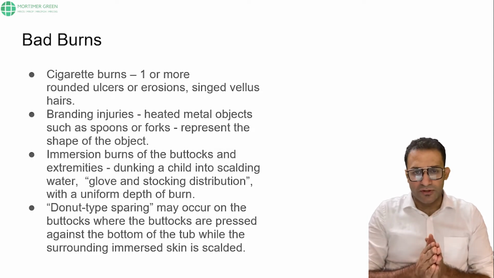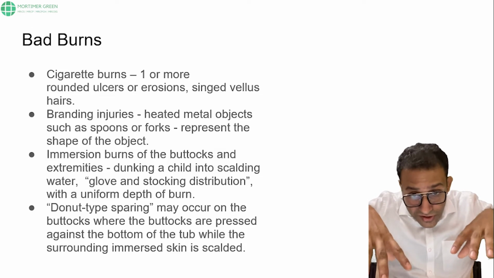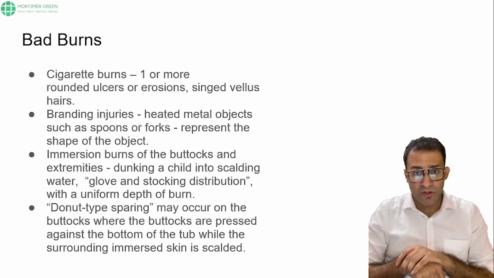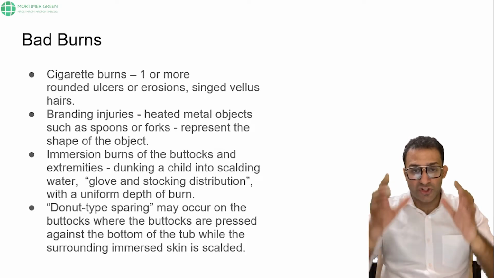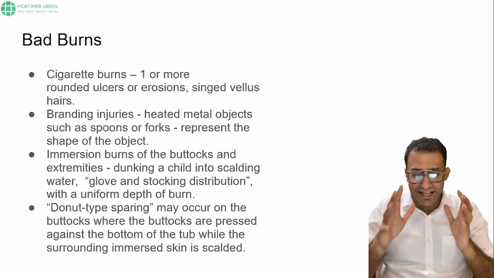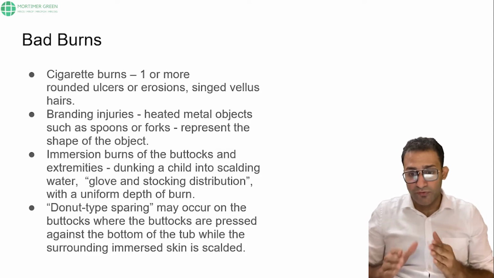Immersion injuries. Scalds are very common in children. Scalds are literally the most common type of burns in children. But when a child falls accidentally, he goes head first, just trying to dip in there. So you will see burns on the face and the head, and burns on the hands. But in non-accidental injury, the child is dunked into the water. And that can result in a very characteristic donut-type sparing or a glove and stocking distribution with a uniform depth of burn.